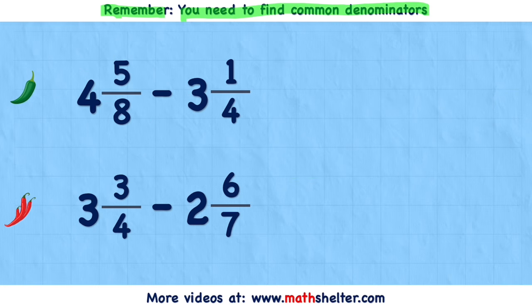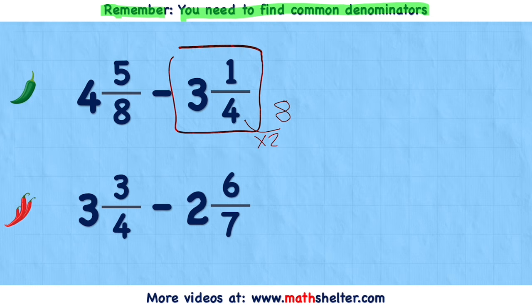So going back to what we need to remember, we need to have common denominators. And luckily, in this first example, I can see that my 3 and 1/4 can be very easily turned into an equivalent fraction that has 8 as a denominator. If I get my 4 and I multiply it by 2, I'm going to end up with 8. What do I notice about my 8? Yep, it's the same as the other 8. So I have a common denominator.